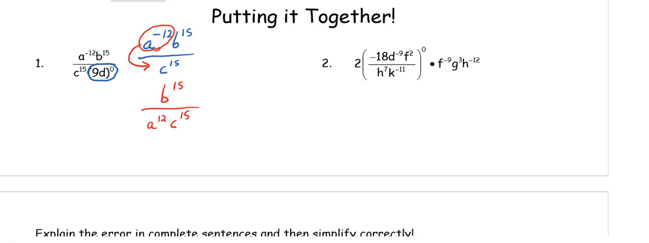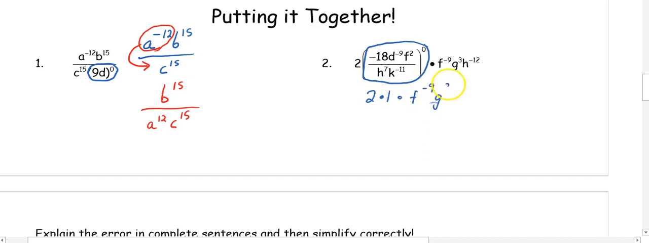In number 2, we have this whole parenthesis to the power of 0, so that's going to become 1. So we have 2 times 1 times f to the negative 9th, g to the 3rd, h to the negative 12th. So because f and h have negative exponents, those need to move into the denominator. So 2 times 1 is 2, g to the 3rd stays in the numerator, and in the denominator we get f to the 9th and h to the 12th.